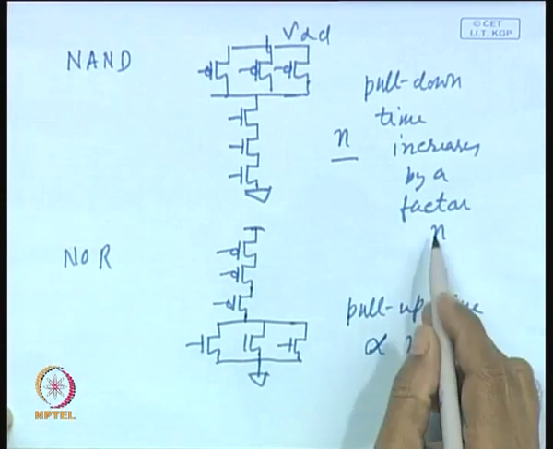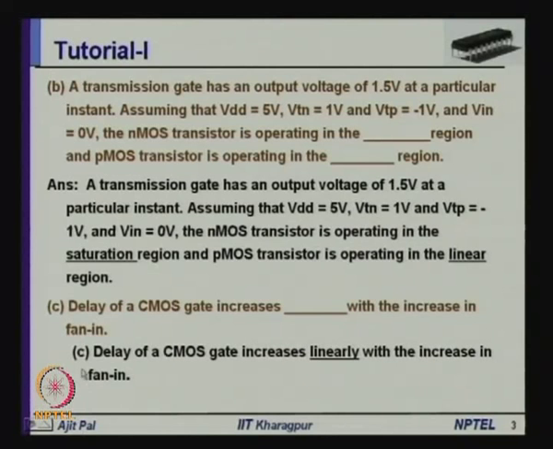Therefore, we may say that in both the cases the delay is increasing linearly with the fan in. So, the answer is the delay of a CMOS gate increases linearly with the increase in fan in. Okay. So, the increase in delay occurs in two different ways in two types of gates. In case of NAND gate, it is because of the delay of the series NMOS transistors. In case of NOR gate, it is because of the delay of the series PMOS transistors, that you have to keep in your mind.